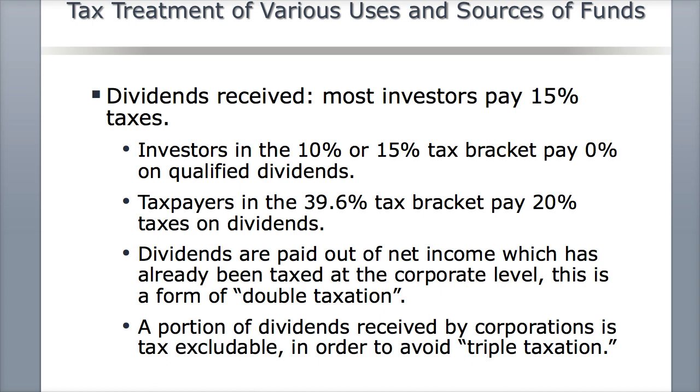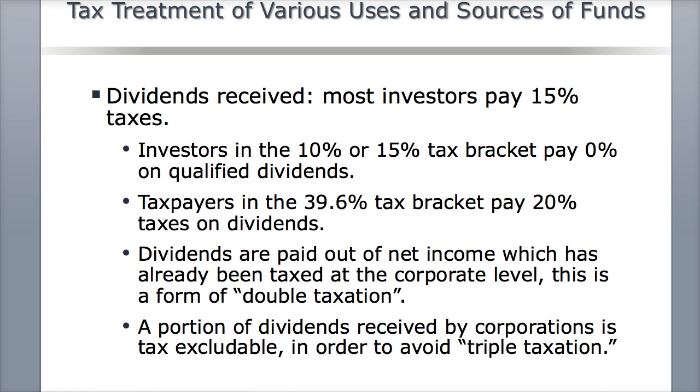Now, what if a corporation receives dividends? Well, if a corporation receives dividends, in order to avoid a triple taxation situation, which would be the company pays tax on the income, and then they pay dividends, and then if a company buys a stock or owns stock and receives those dividends, they're going to have to pay tax on those dividends as income, and then if they pass them on to their shareholders, it'd be taxed a third time.